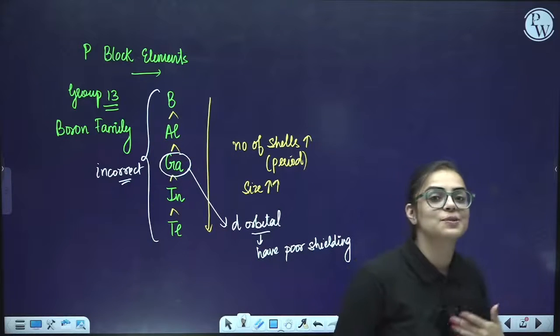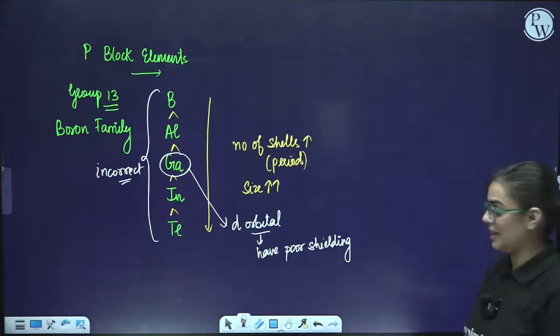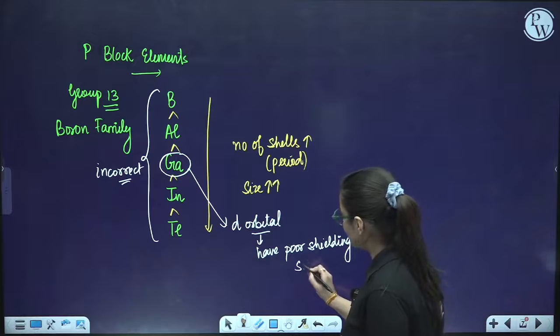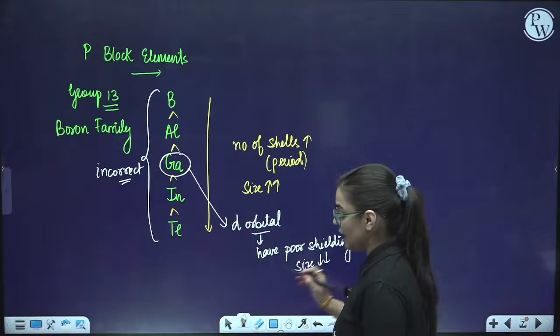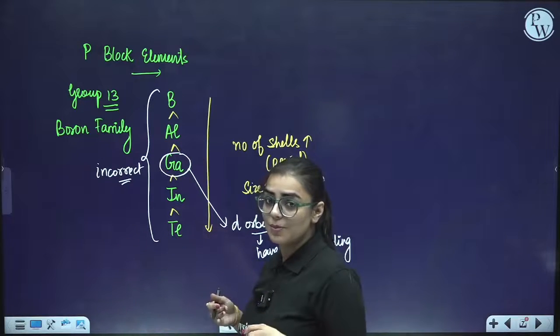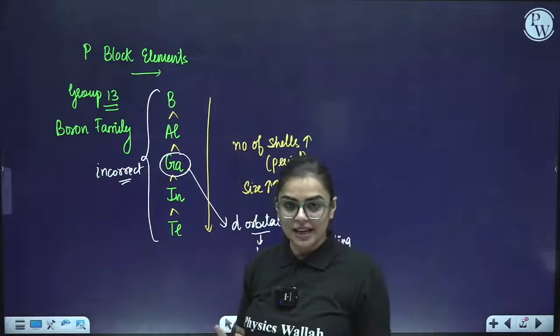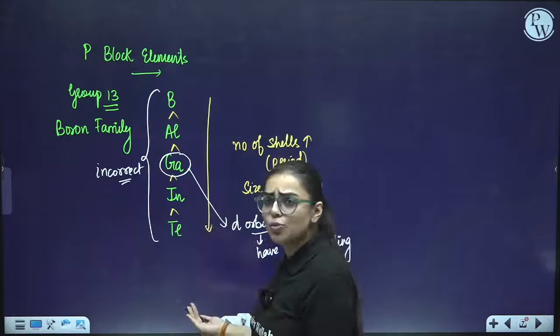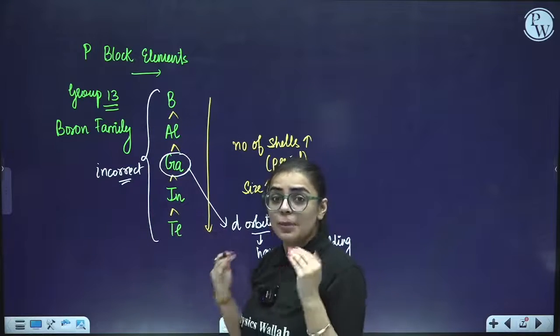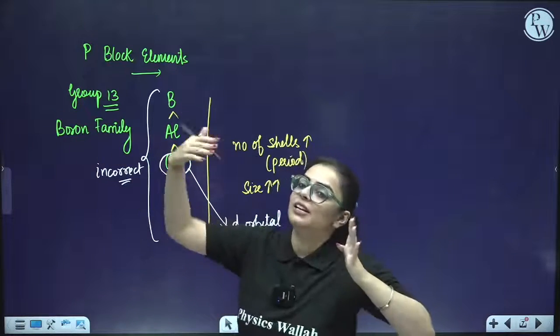If something has a poor shielding effect, what will happen? It will come inside. Size will decrease. If it is poor shielding, they cannot protect, it will come inside. If they have good shielding, it will repel it, it will move outside. Repeating again, if it is poor shielding, that means it cannot protect it, so the electron can come inside. But if it is good shielding, it will repel it, and the electron will go away.